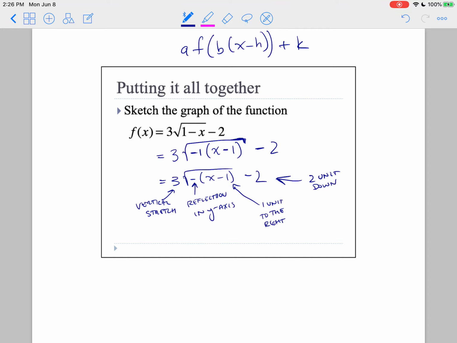We're shifted, our starting point is 1 to the right, 2 down from where it would normally be. All my vertical movements are multiplied by 3 of what they normally would be. Normally it's up 1, up 1, up 1. Now it's up 3 every time, up 3, up 3. And all my movements that are normally to the right, so normally I go right 1, 3, 5, 7, 9, those are all going to be to the left because of this negative inside. So let's go ahead and graph this.